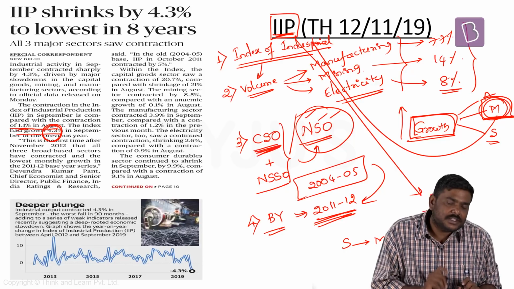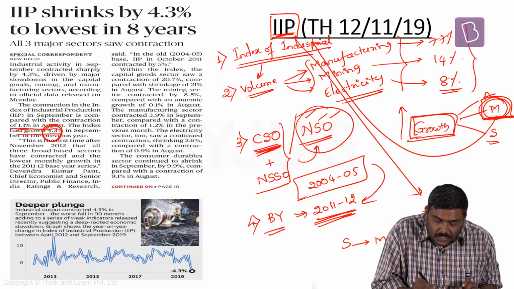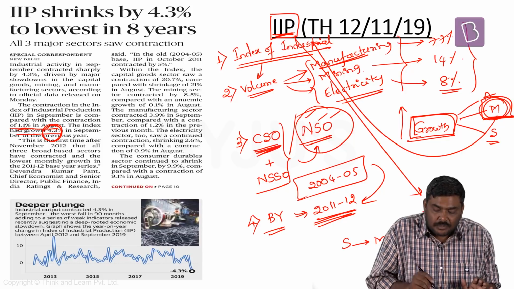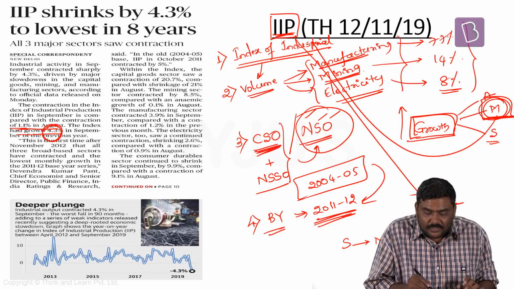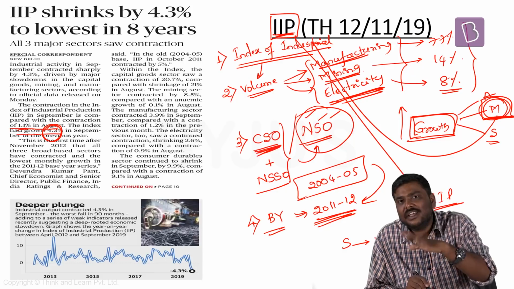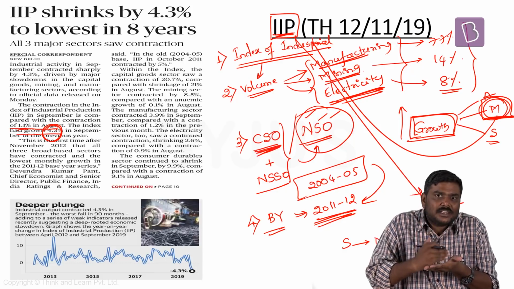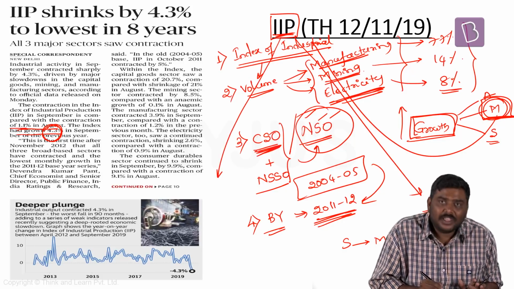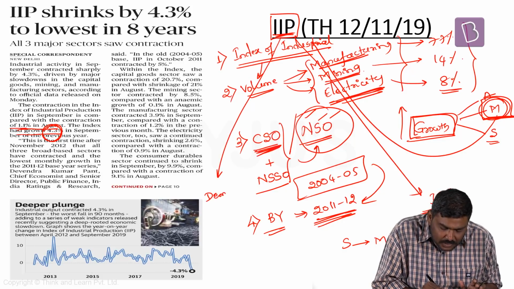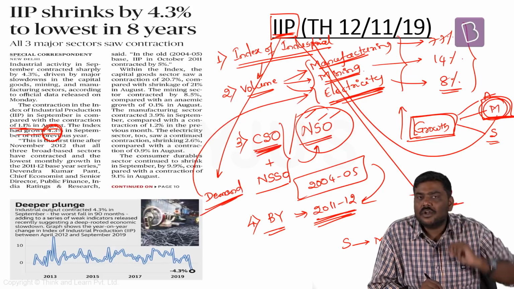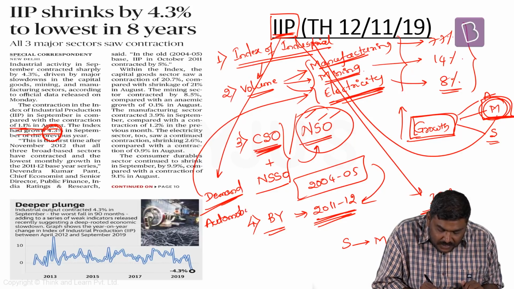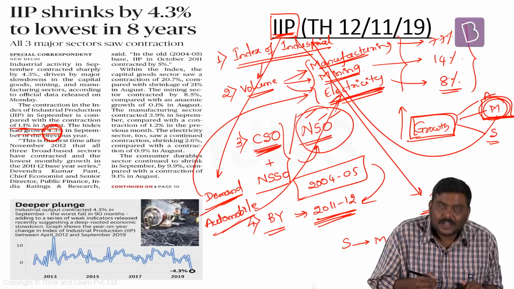The article also states that this contraction in the IIP is because of the contraction in manufacturing activity, as well as in the mining activity and the electricity activity. In all three sectors, there has been a contraction. Now, one of the reasons for the contraction in activity is that the demand from industries, let's say for consumption of electricity, has come down. Demand from the automobile sector for consumption of electricity has also come down.